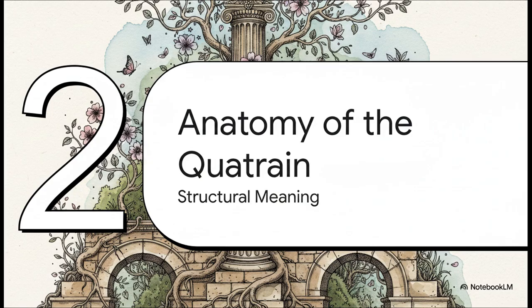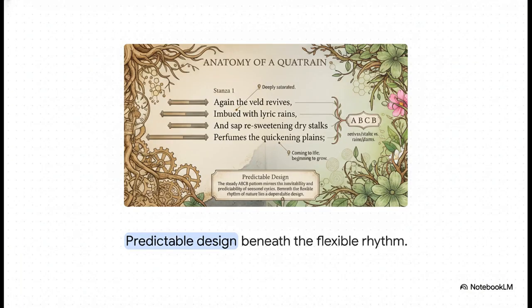Moving right along to Section 2, Anatomy of the Quatrain. This is where we get into the structural meaning. You know, poetry is a lot like architecture, and the way a poem is built always reveals its meaning. This structure brilliantly illustrates Plomer's absolute genius. The poem is built using 8 quatrains, so 4-line stanzas, with a highly consistent A-B-C-B rhyme scheme. Notice how words like rains and plains perfectly lock together in every single stanza. The poet is intentionally using this rigid structure to prove a point. He's saying that underneath all the wild, seemingly chaotic growth of nature, there actually lies a highly predictable, intelligent design.